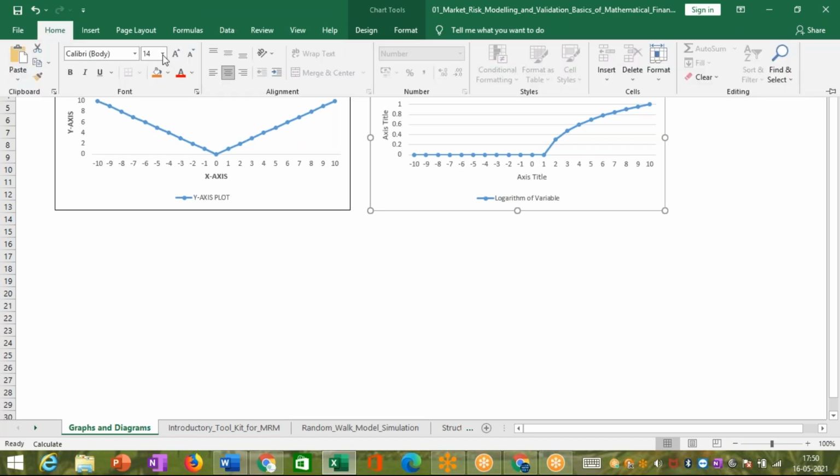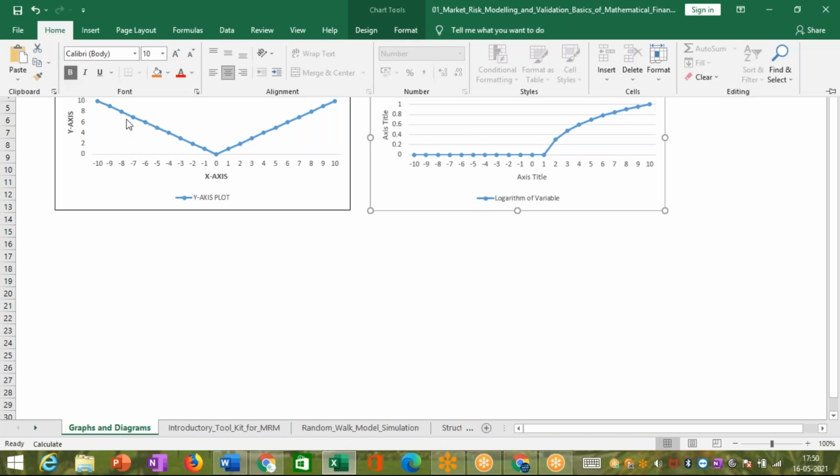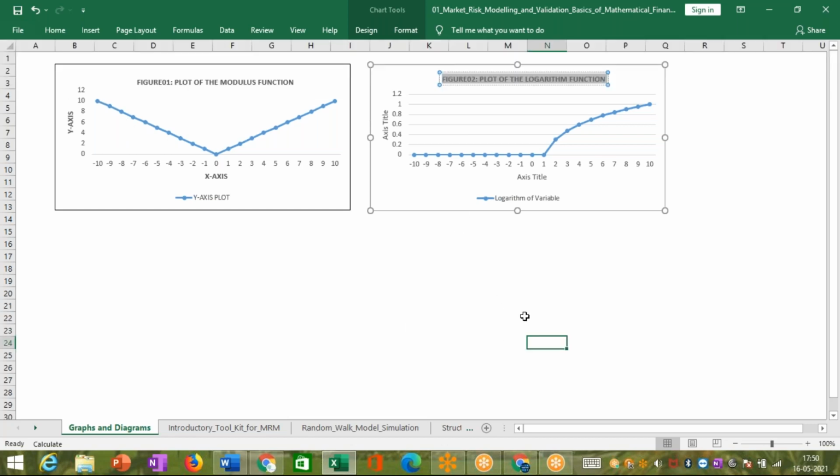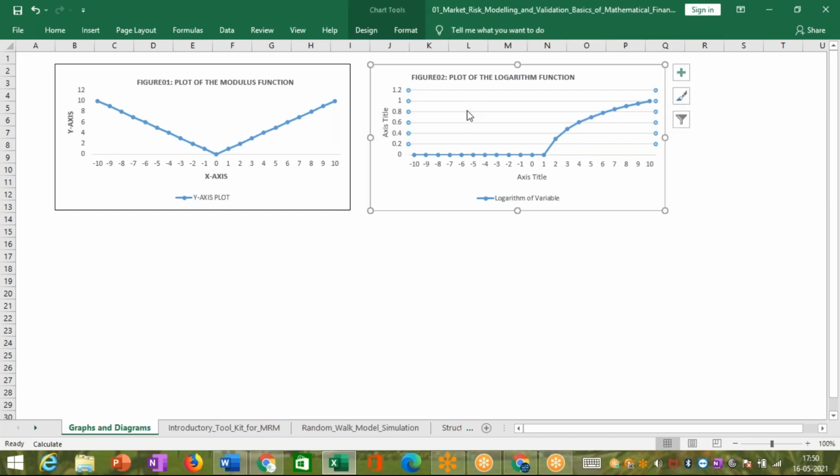Okay, so just let me. Over here, this is the x-axis.